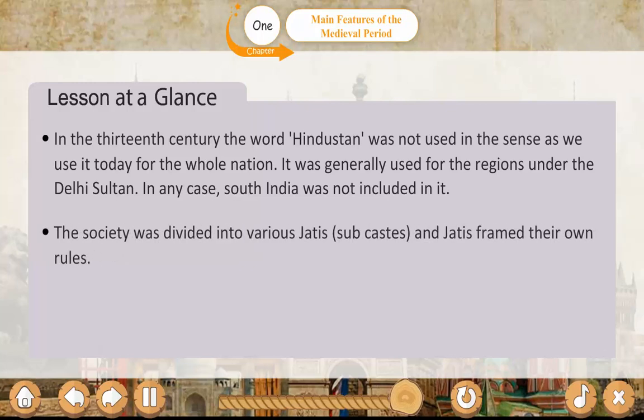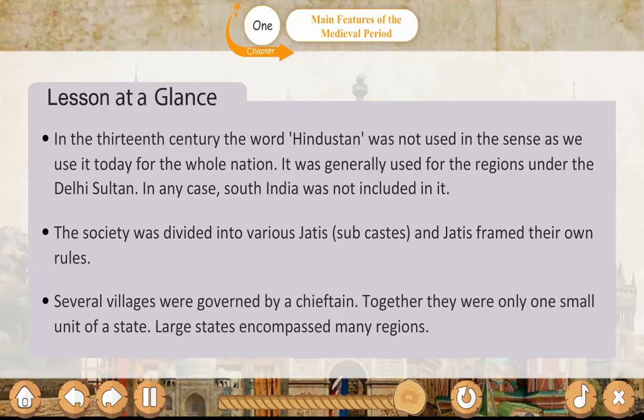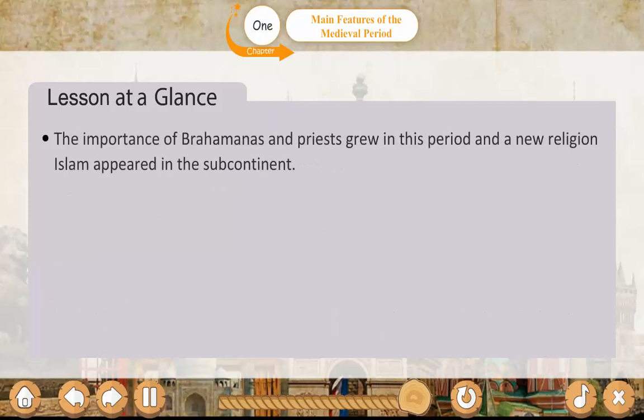The society was divided into various jatis, subcastes, and jatis framed their own rules. Several villages were governed by the chieftains. Together they were only one small unit of a state. Large states encompassed many regions. The importance of Brahmins and priests grew in this period, and a new religion, Islam, appeared in the subcontinent.